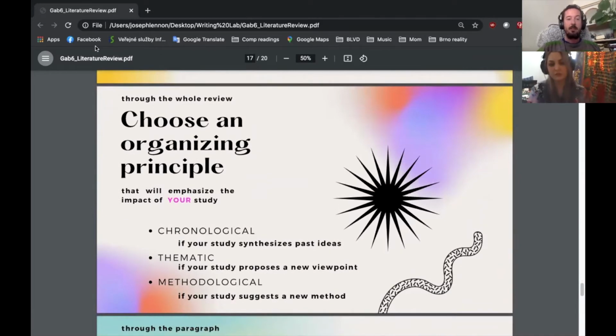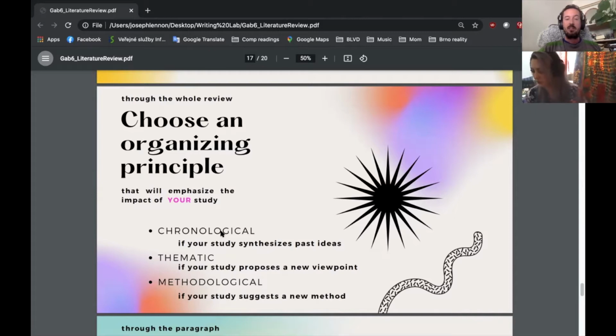As far as creating a path through the whole literature review, the key is choosing some kind of organizing principle. The principle that a lot of people by default choose is chronological. The first person who ever talked about EU security policy was Smith in 1950 or something like this. And then you go through the whole thing. Now that might be a good idea, but there are other ways to do it. So keep that in mind. I'm just showing you three here, but there are many other ways to do it. The key is that you choose an organizing principle that emphasizes the impact of your study.